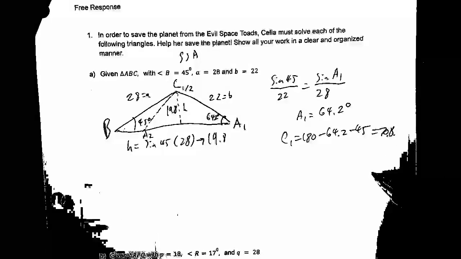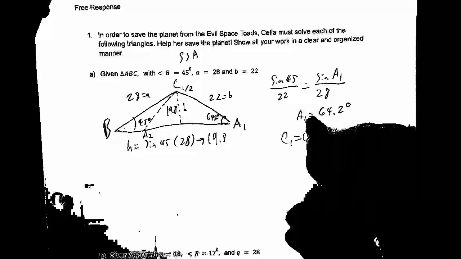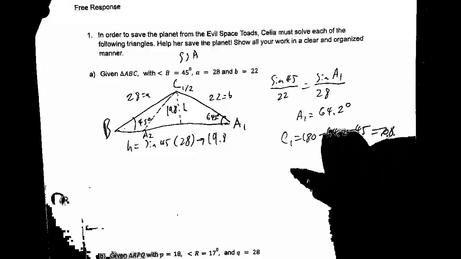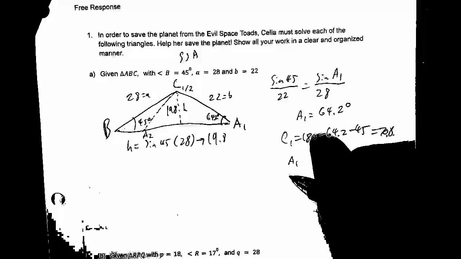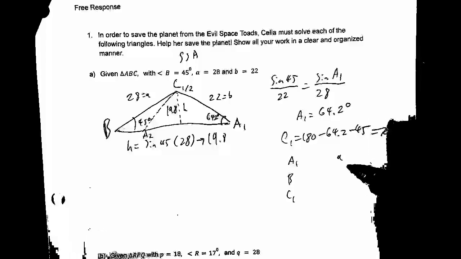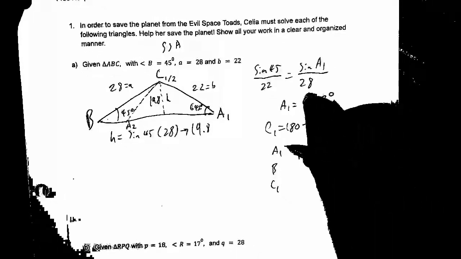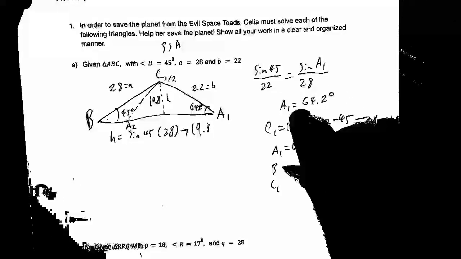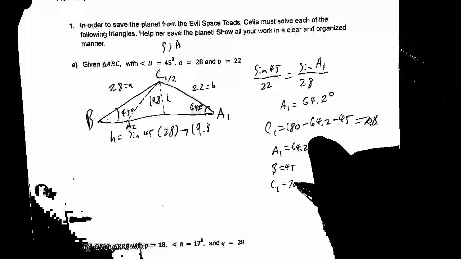Okay, so let's write out the whole triangle now. This triangle would be A1, B, and C1, and then we have little a, little b, and little c. A1 is equal to 64.2, B is equal to 45, and C1 is equal to 70.8.